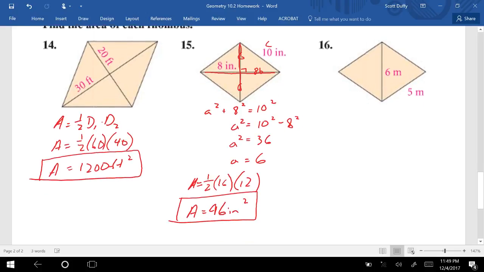Number 16 is even tougher, but you realize with a rhombus, the diagonals bisect each other. So if the whole thing is 6 going up and down here, then this would be 3, and this would be 3, and then we can solve for these two by doing Pythagorean's theorem again. So you say x squared plus 3 squared equals 5 squared, and you will solve for x being 4.